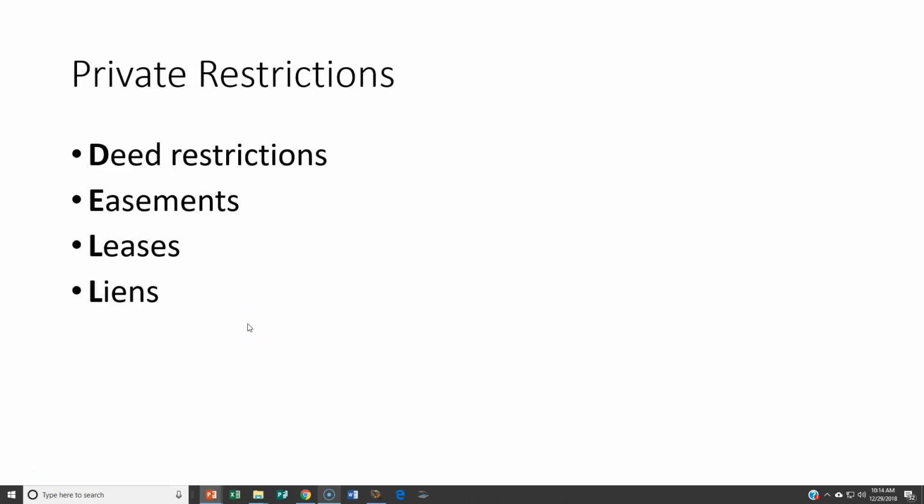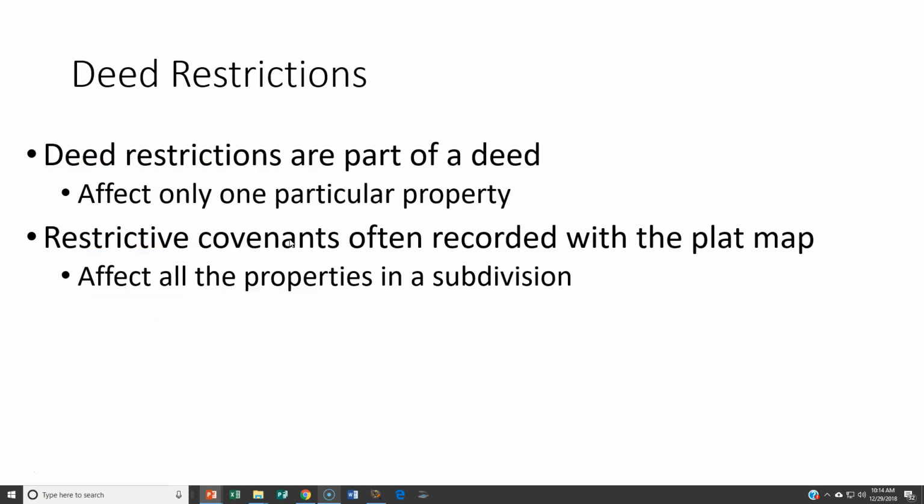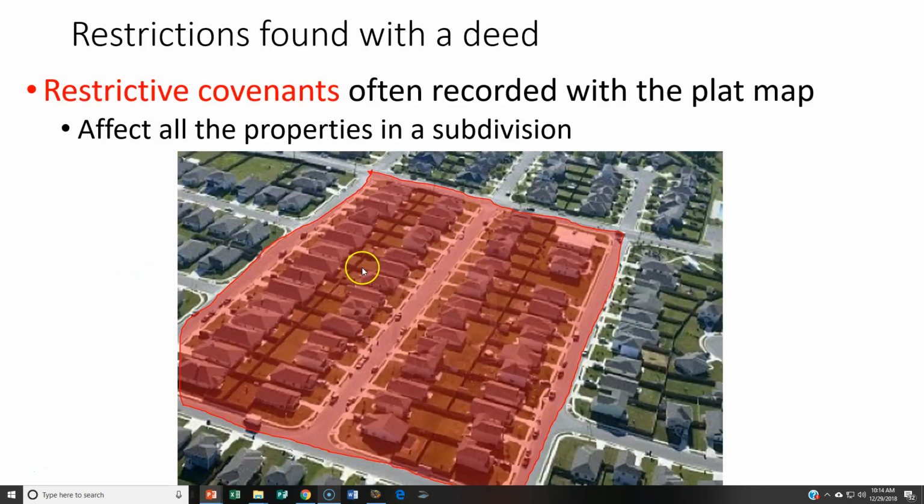And we have private restrictions. Got a bit of a memory aid here, DELL. We have deed restrictions, easements, leases and liens. Let's just look at those quickly. Deed restrictions are part of a deed. They only affect one particular property, whereas restrictive covenants, often recorded with a plat map, affect all the properties in a subdivision. So here's an example of restrictive covenant.